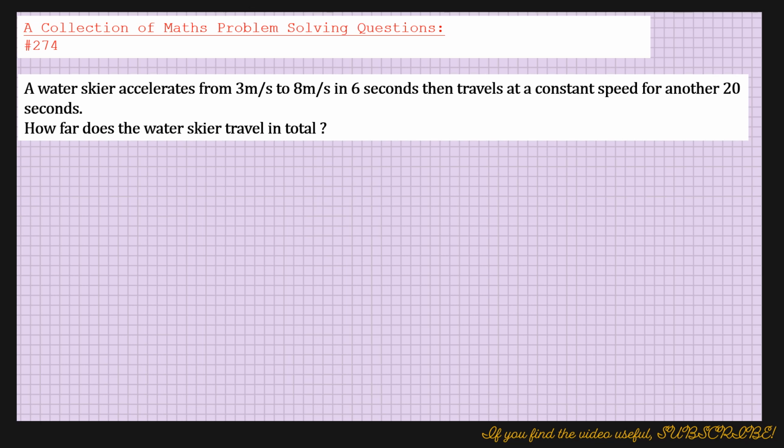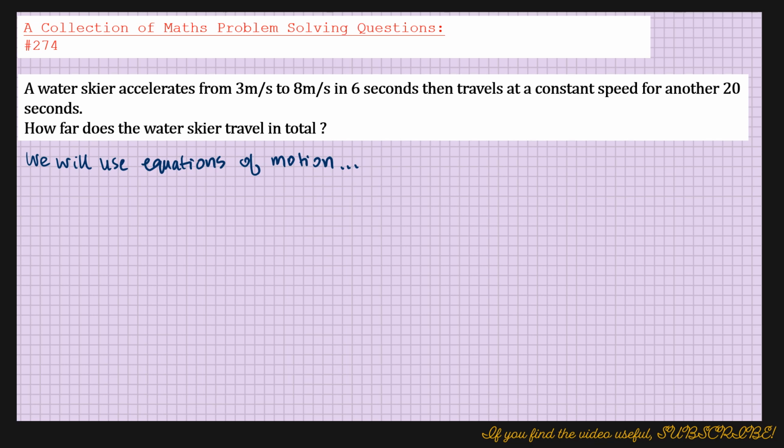A water skier accelerates from 3 meters per second to 8 meters per second in 6 seconds and then travels at a constant speed for another 20 seconds. How far does the water skier travel in total? So for this question, we'll be using the equations of motion.